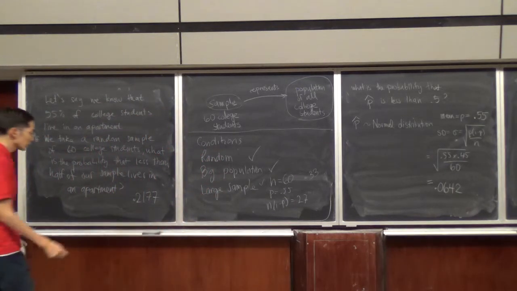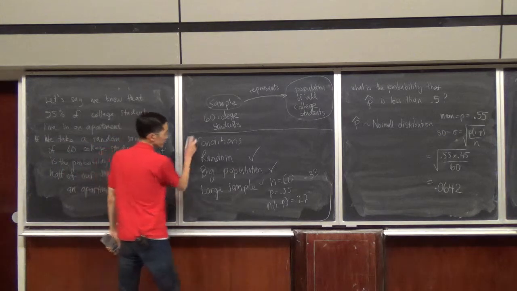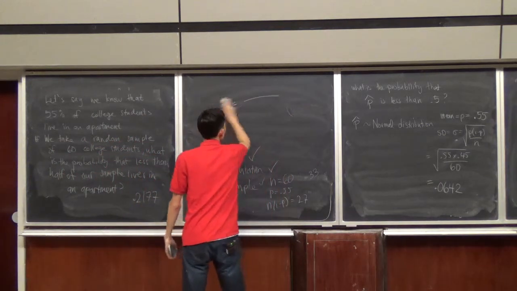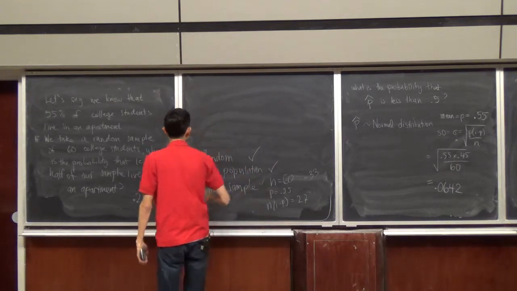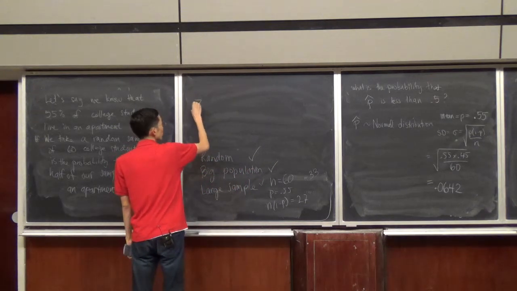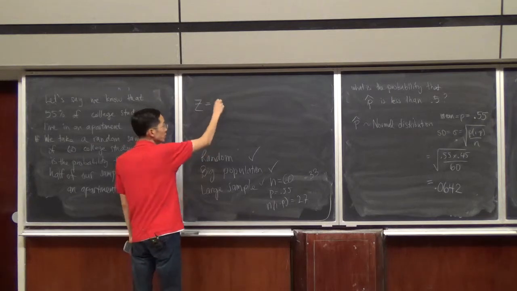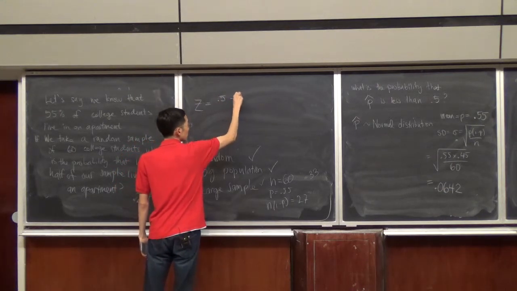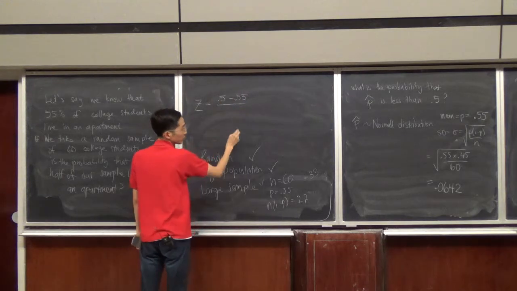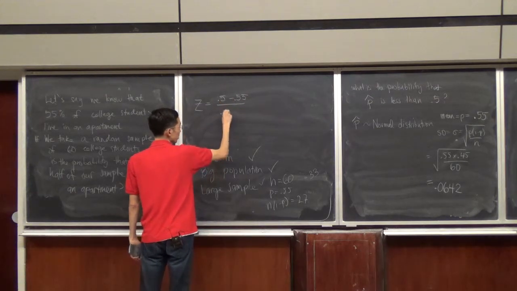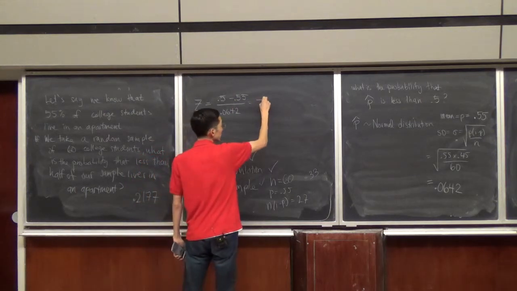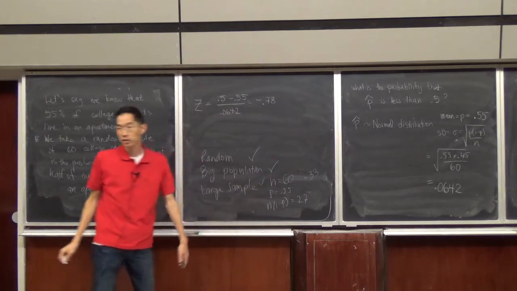Okay, so what do I do now? I get a z-score. So my z is equal to 0.5 minus 0.55, and I'm dividing this by 0.0642. And I get negative 0.78.